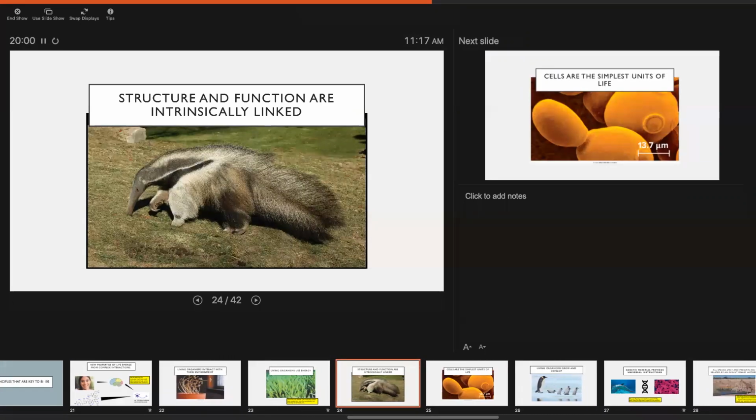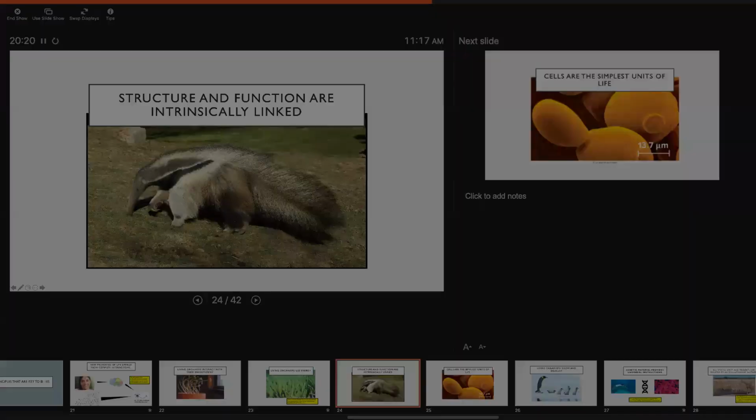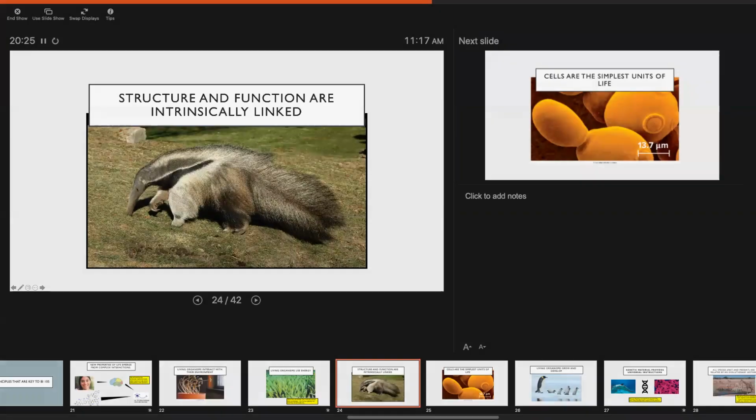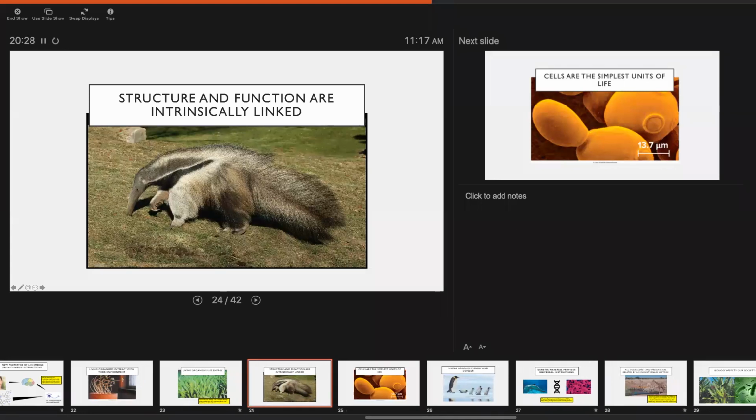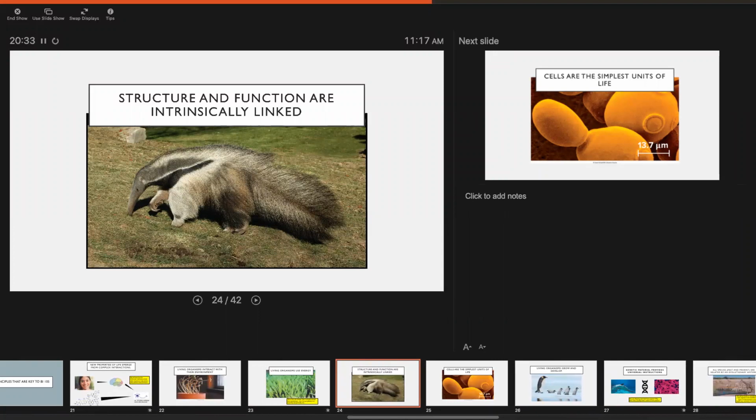The structure of living things is related to their function. So if we take a look at this anteater, there are all kinds of things about this anteater that are directly related to its function. The first is it has quite large claws, and these claws are used for digging at anthills. It also has an elongated snout, and you can't see it, but a very elongated tongue. And these two things are used to get at the ants that it needs to eat. So the structure of its claws and of its tongue and of its nose are all related to the function that it does.